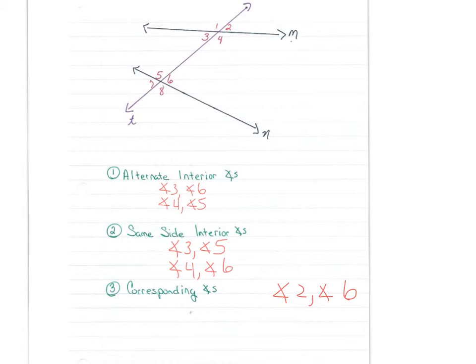Cameron? Angle 1 and angle 5. Gilberto? Angle 4 and angle 8. Notice we always want to name them as angles because they're not just numbers. Monica? Angle 3 and angle 7.